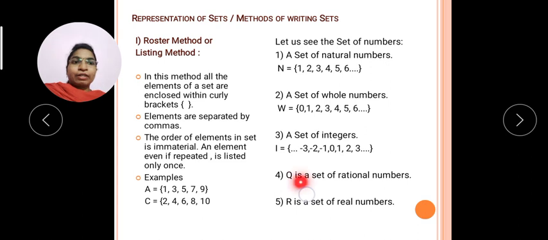by I, the set of rational numbers by Q, and the set of real numbers is denoted by R. Real numbers are rational as well as irrational numbers. What is meant by real numbers? Both number sets are included in the real numbers. Rational means integers and fractions, and irrational numbers are numbers in the form of √2, √5. So these are the irrational numbers. Okay students, so the set of real numbers is denoted by capital letter R.